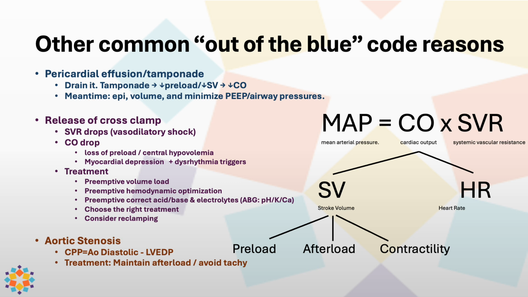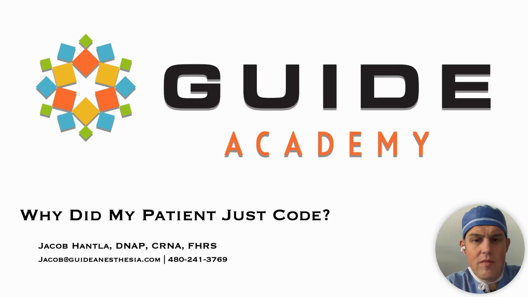A good first line, if you realize they're about to crump, is calcium. That increases contractility, helps get that LVEDP down, gets the blood pressure up quickly, and avoids tachycardia. I hope this was helpful as a way to think about and anticipate rather than merely respond to low blood pressure and patient decompensation.